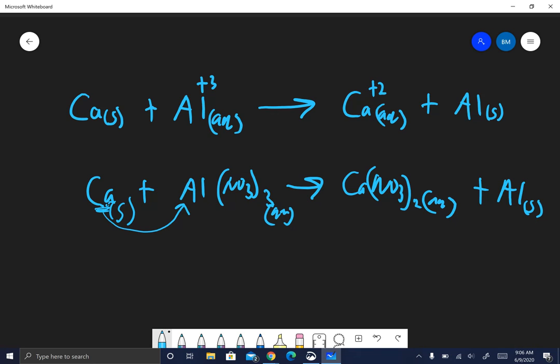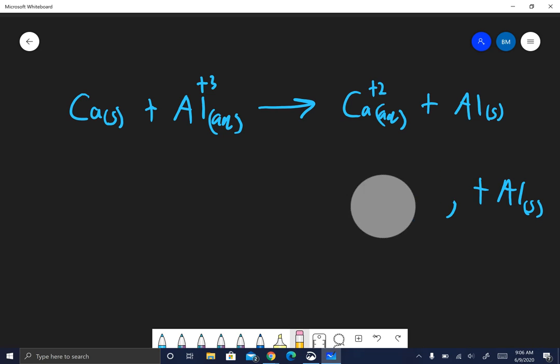So this is really what is happening here. NO3 minus, these are called spectator ions. They don't have anything to do with this reaction. They don't have anything to do with losing or gaining electrons, it's just calcium and aluminum. So this is just kind of a short way to do it. All right, so now here we go. Just like we did yesterday, solids, liquids, gases get 0.